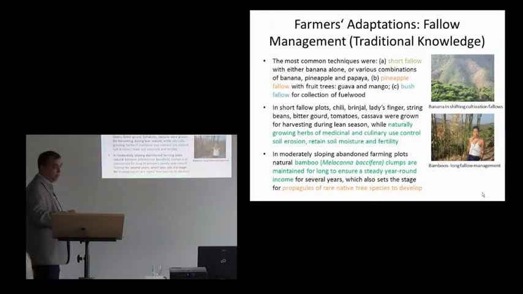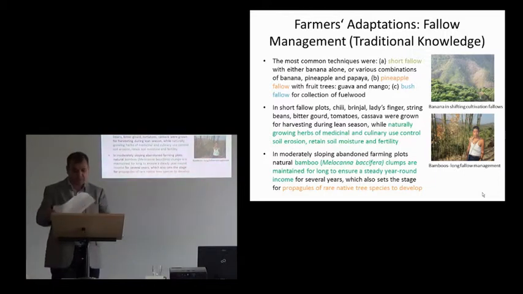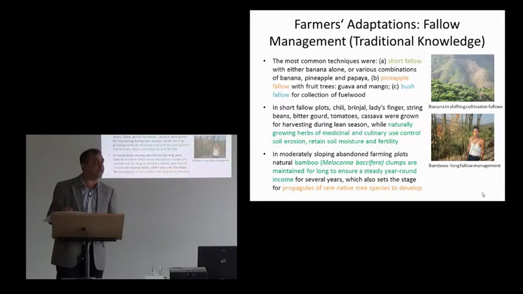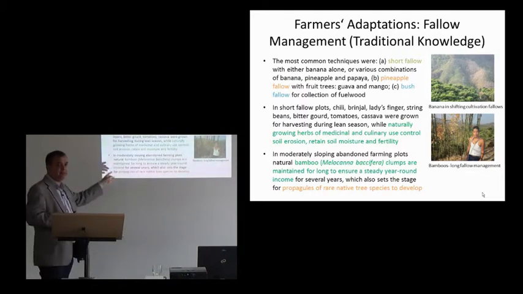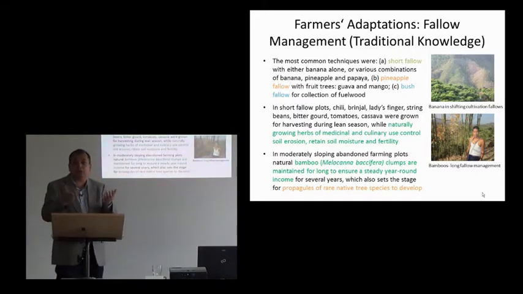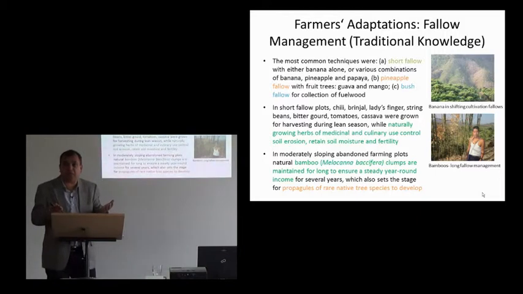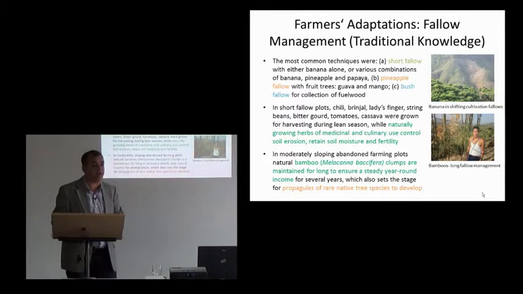So usually scientists believe that where bamboos grow, the bamboos will not allow other trees to grow. But the farmers have proved it wrong. They have shown that if they allow naturally growing bamboos to thrive in abandoned shifting cultivation plots, they will allow native tree species to come gradually.